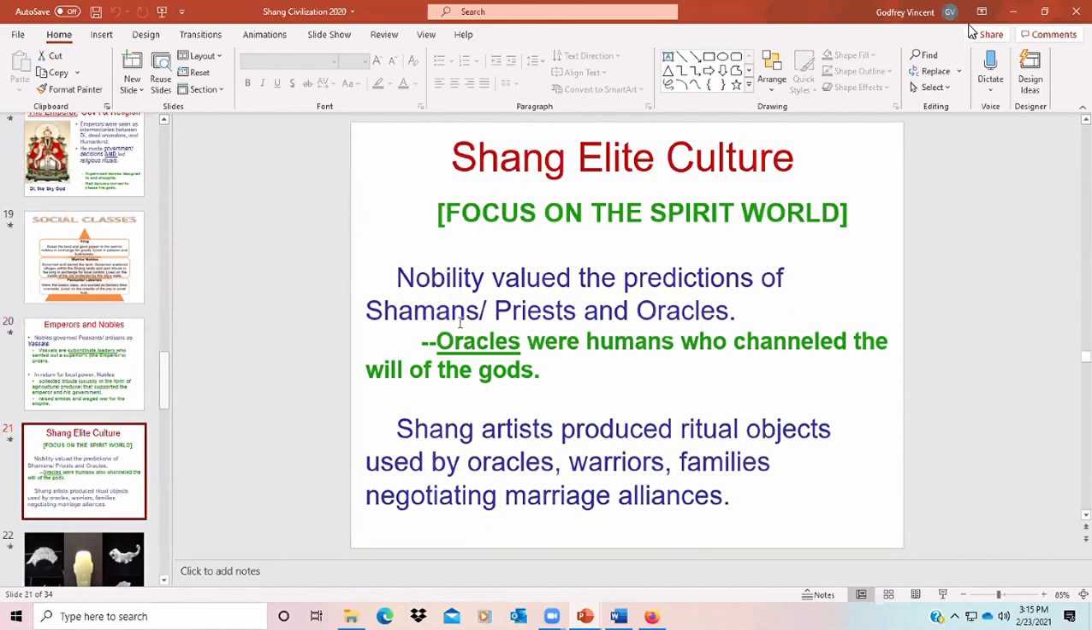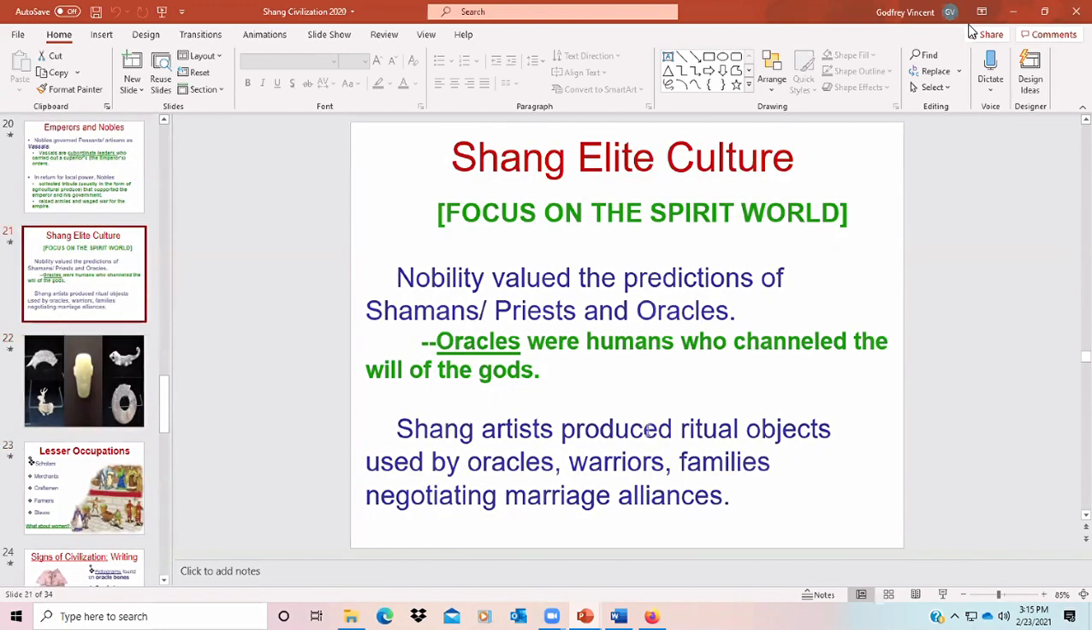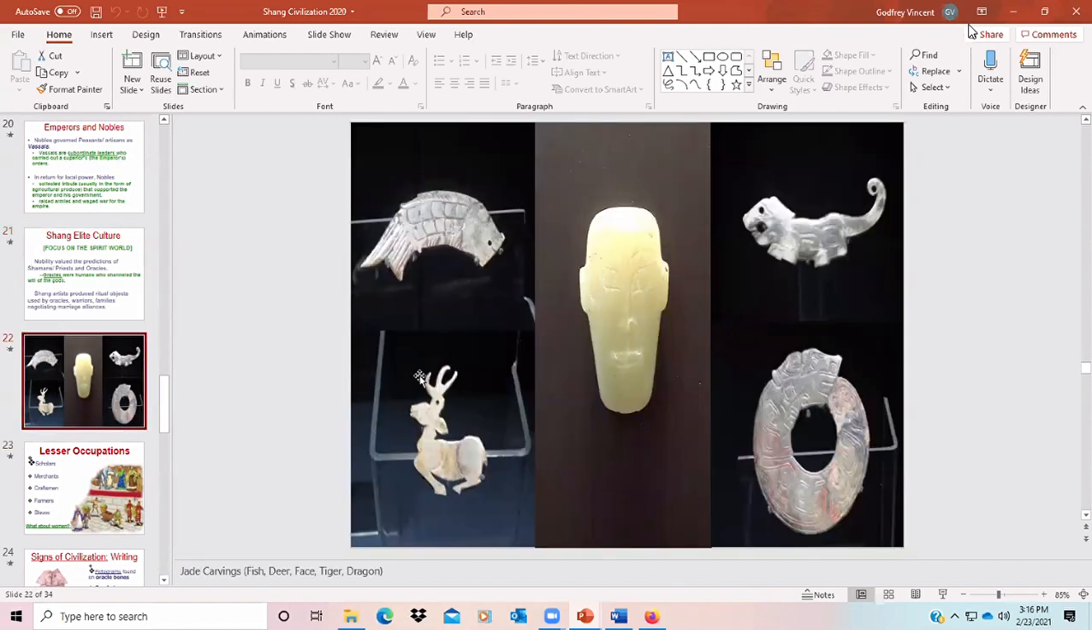How did the elites live? Right? So you have the Shang elite culture. The nobility, they believed in what today we'll call witchcraft. They will go to their shamans, their priests, and their oracles, who will try to summon the dead to speak to them. Today we'll call this witchcraft. Sorry. And the Shang artists, they produce these items for the nobles.